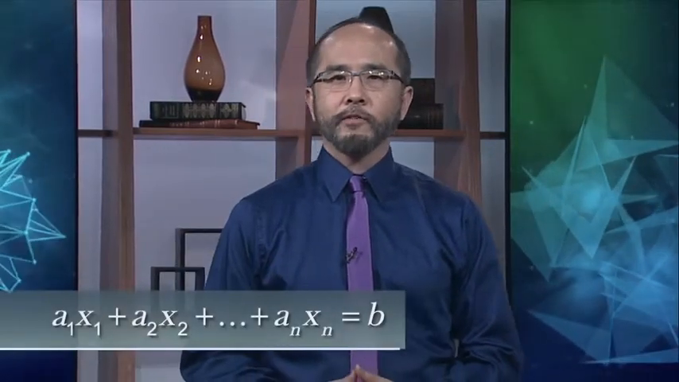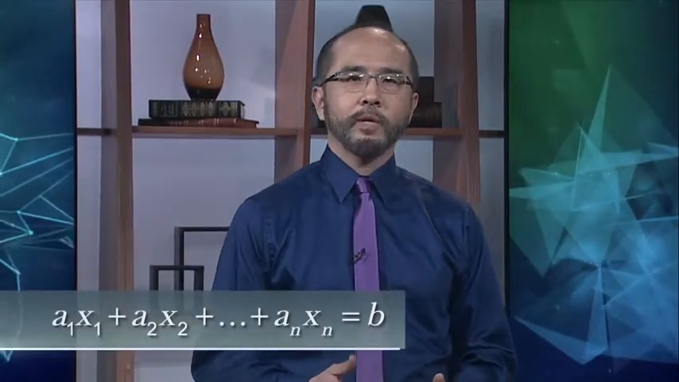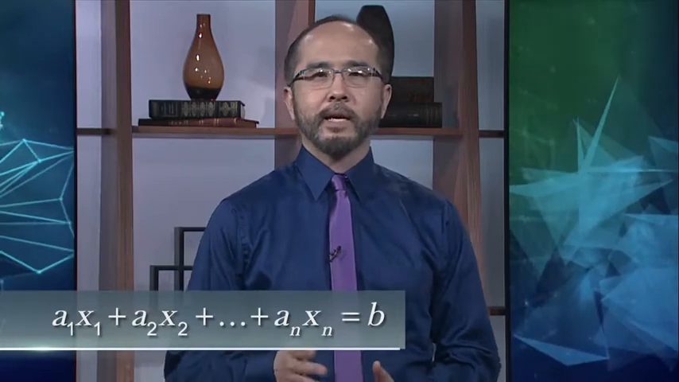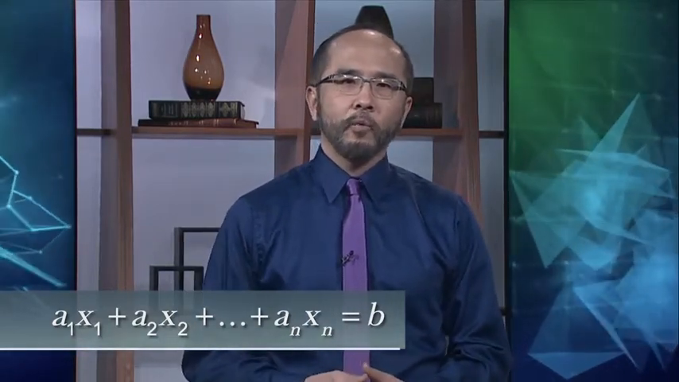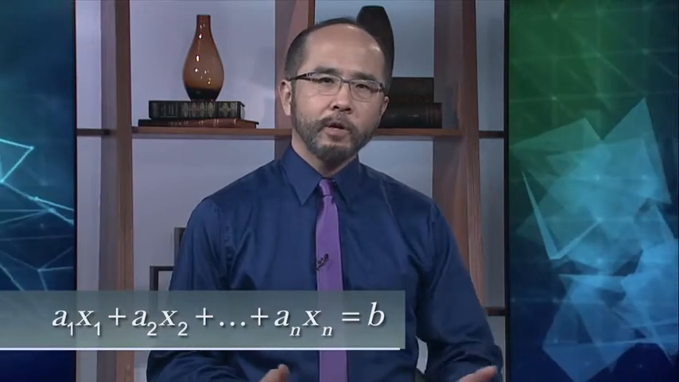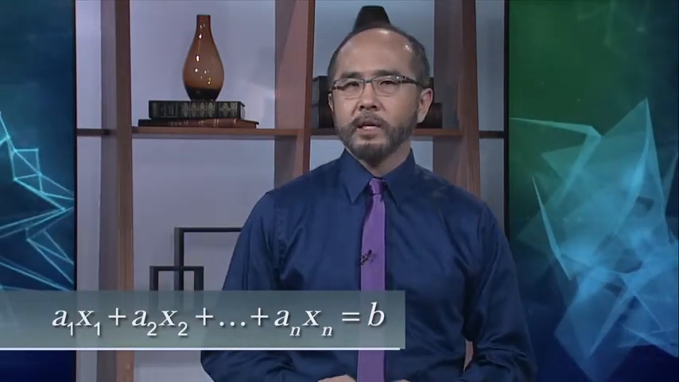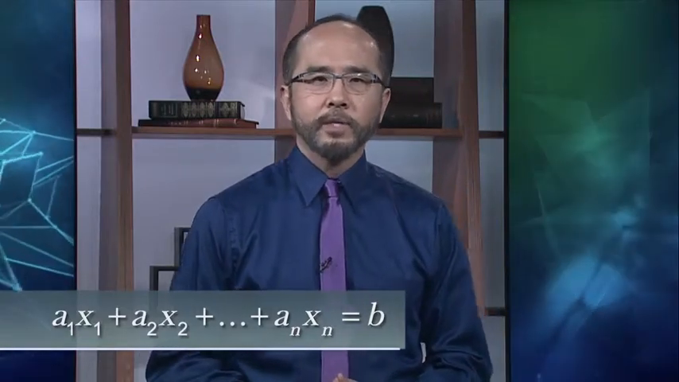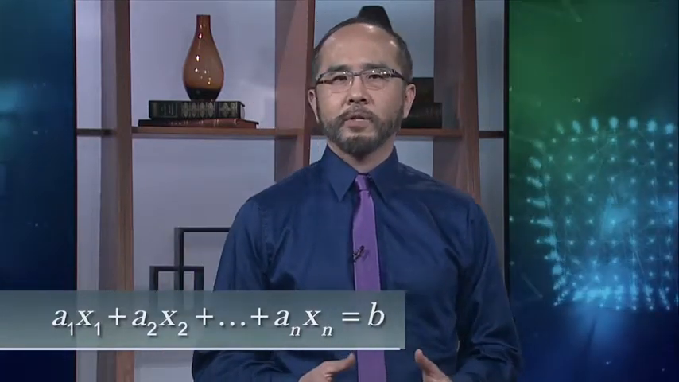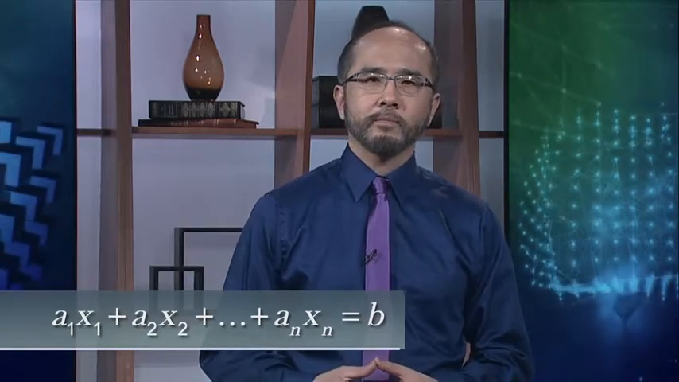A linear equation in the variables x1 through xn is an equation of the form a1x1 plus a2x2 plus ... an xn equals b, where the a sub i's are real coefficients and b is a constant. Said another way, it's an equation where some linear combination of variables is set equal to a constant. Let's look at some examples.